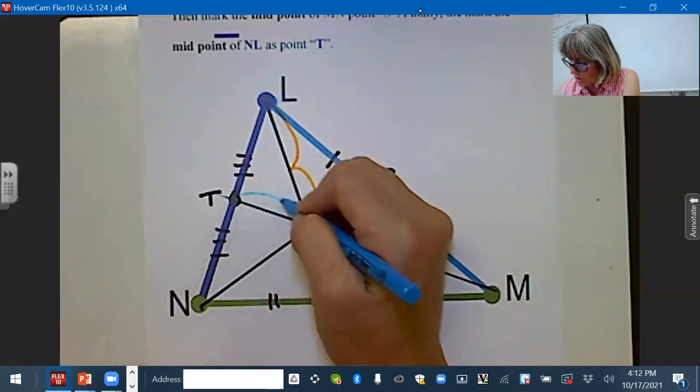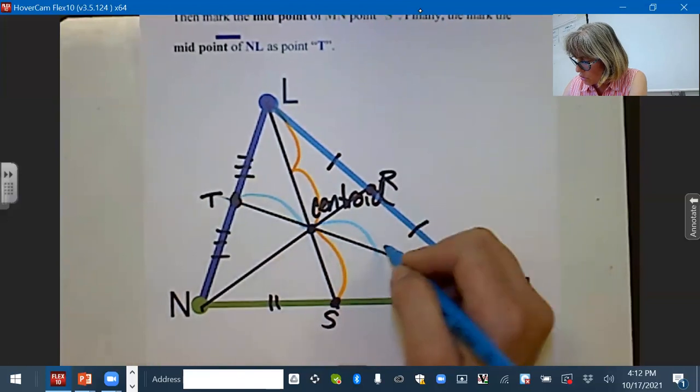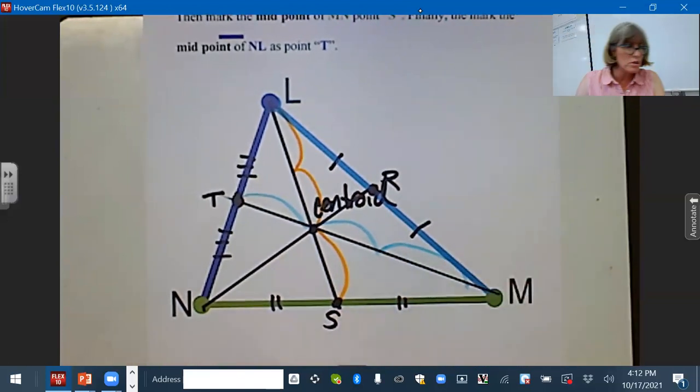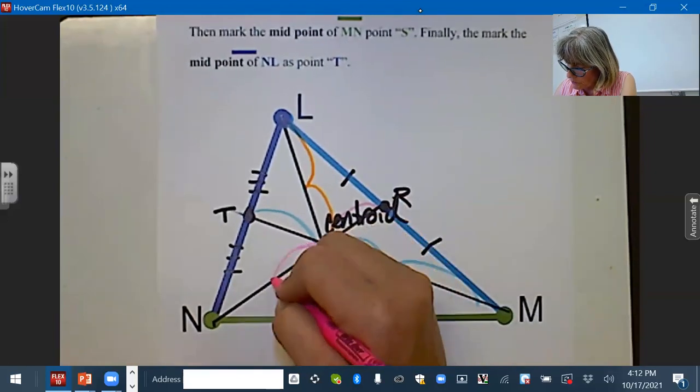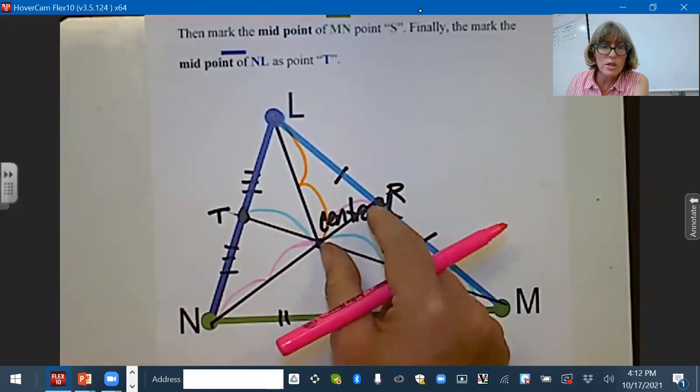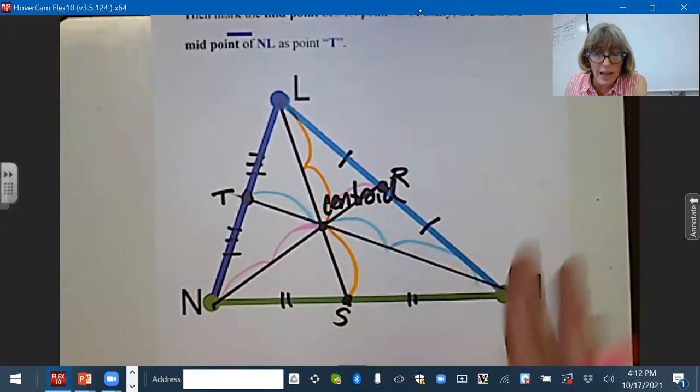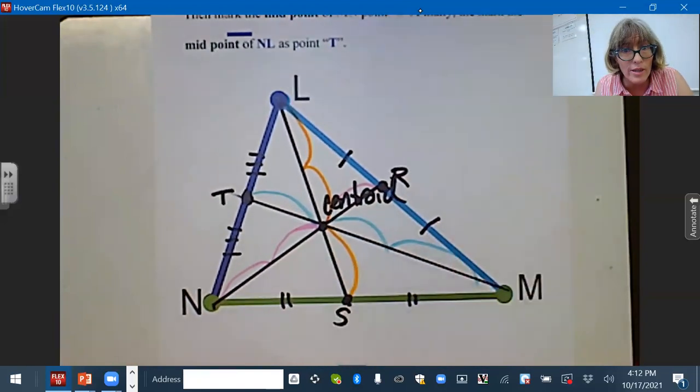Let me color code it. 1 bunny hop, 2 bunny hops is what you should have noticed. So this is a 1:2 ratio. That's true of all centroids.